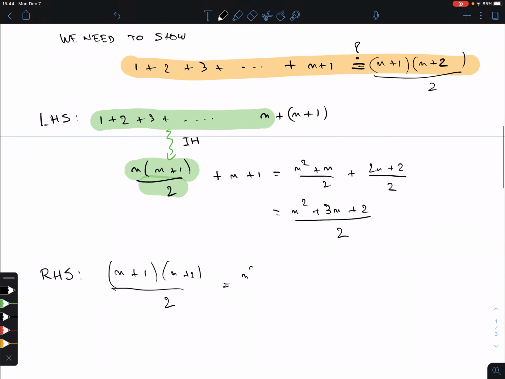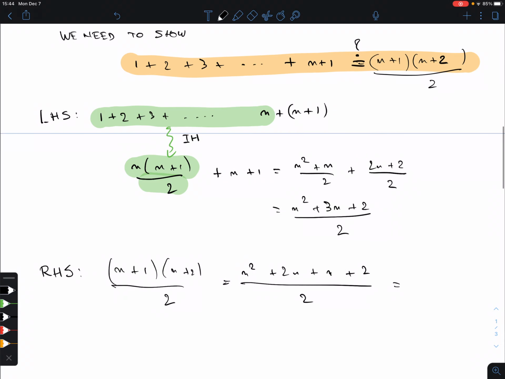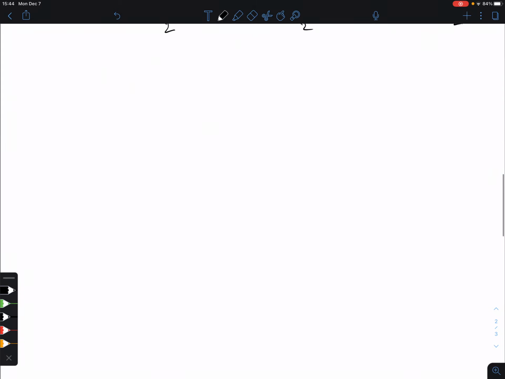FOIL it. That is (n squared plus 2n plus n plus 2) over 2, which is n squared. And then like terms, plus 3n plus 2 over 2. And you see the magic. It's exactly the left-hand side is equal to right-hand side. So the formulas match up. And that's the proof by induction. Okay? So that is how it works, and we can do now very nice things.